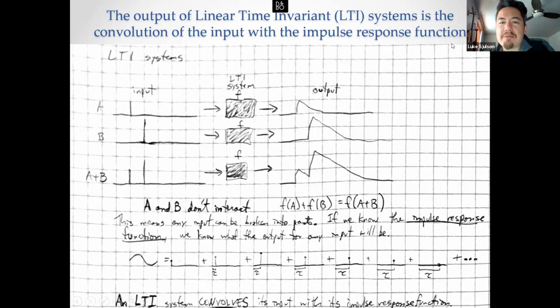All right, so linear time invariant systems. I can't remember if we talked about that last time. A linear system is one. Did we talk about linear systems last time? No? Okay, it was in the reading though. So yes, it was in the reading.